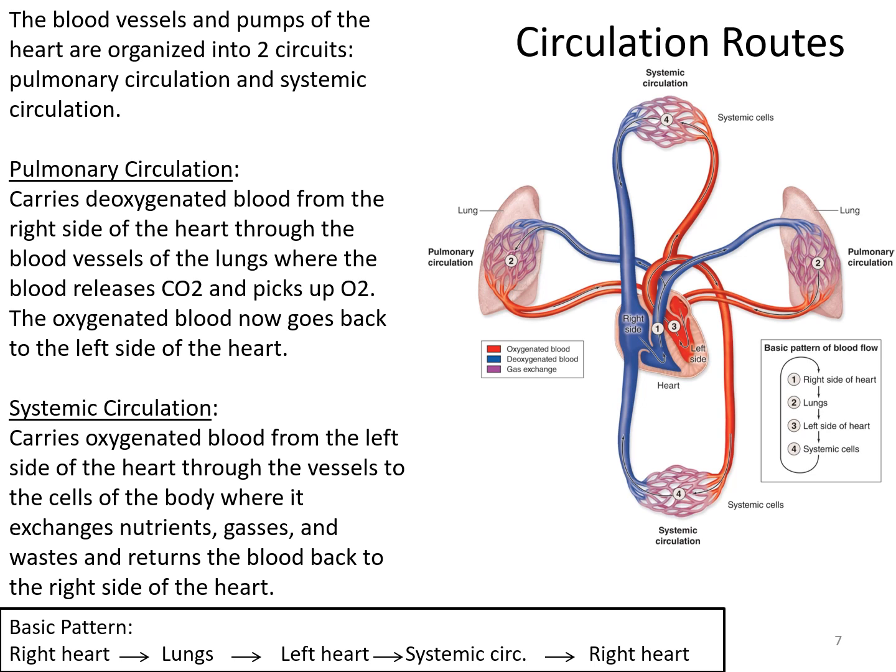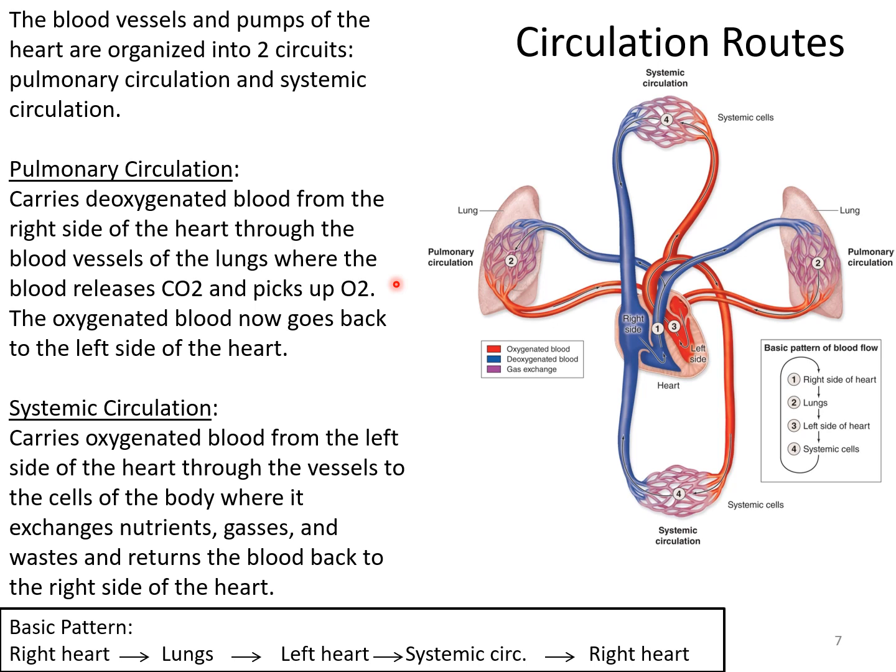The blood vessels and the pumps of the heart are organized into two main circuits, the pulmonary circulation and the systemic circulation. So I haven't really used the term pulmonary circulation, but I've already kind of described it because I keep talking about when the heart pumps that deoxygenated blood out to the lungs to collect oxygen. Okay, so the pulmonary circulation carries the deoxygenated blood from the right side of the heart through the vessels of the lungs where the blood releases CO2 and picks up oxygen.